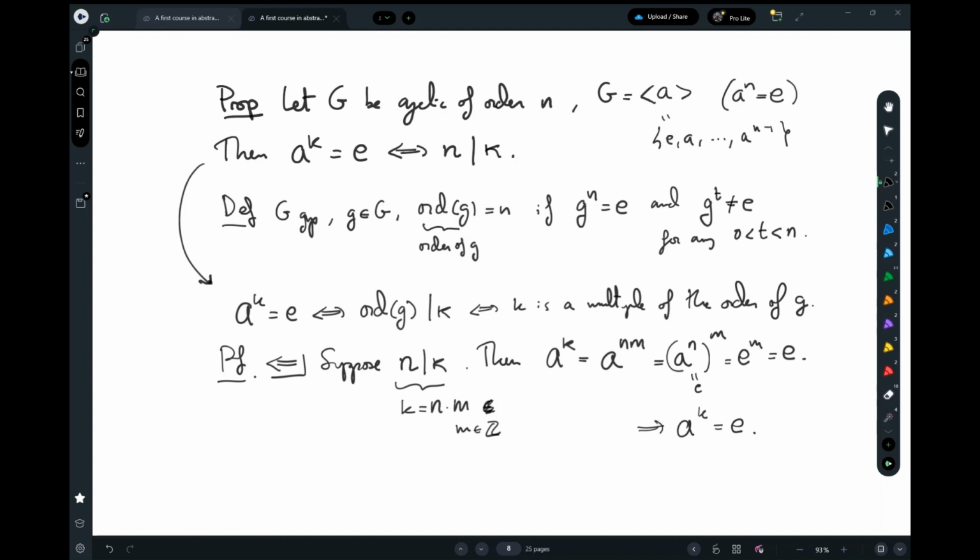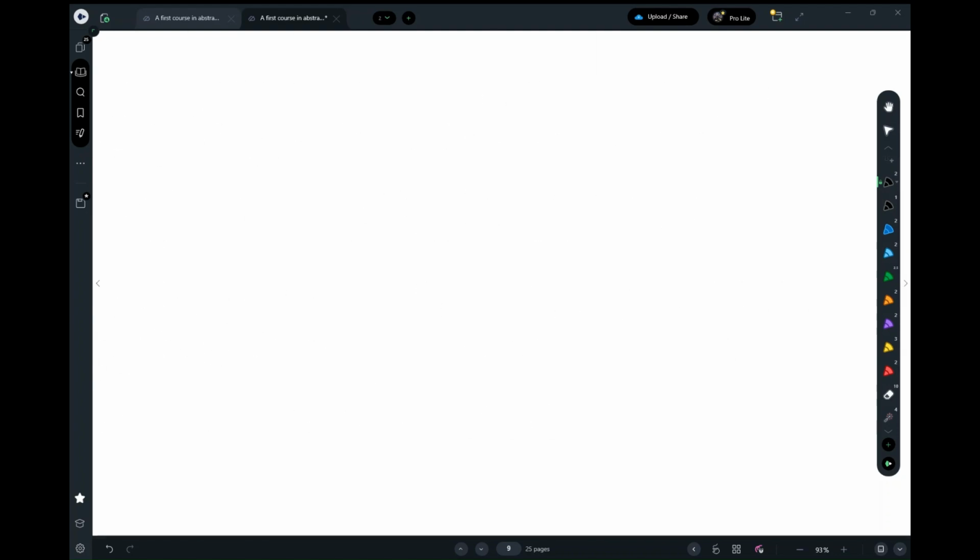Now, that is what we wanted to prove. So now we go in the other direction. Suppose the order of A is n, and we have some other power of A, A to the K, that gives me the identity. Then, again, we want to show that n divides K, so that K is a multiple of n.